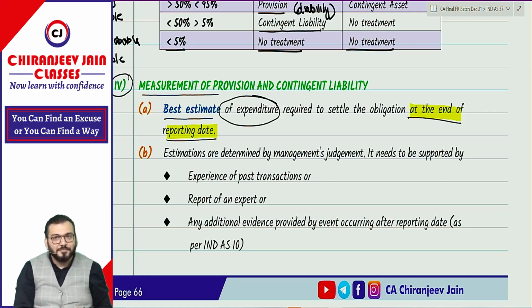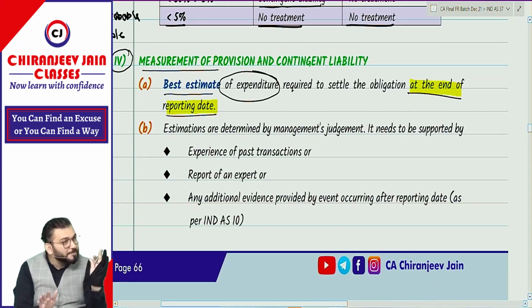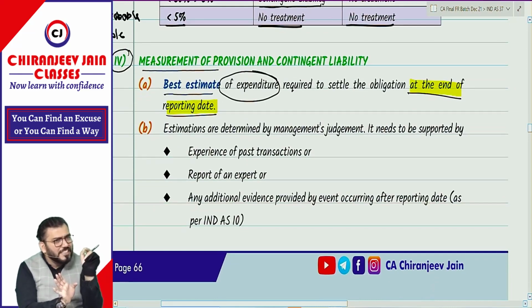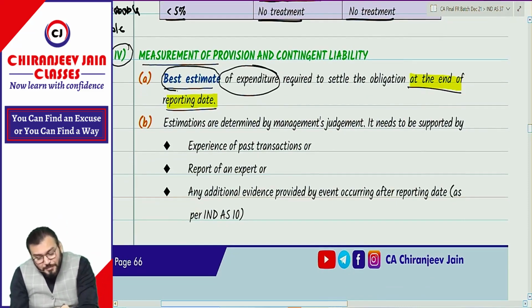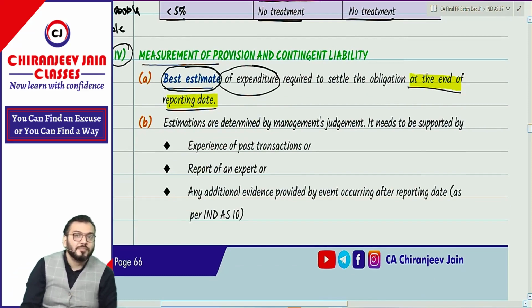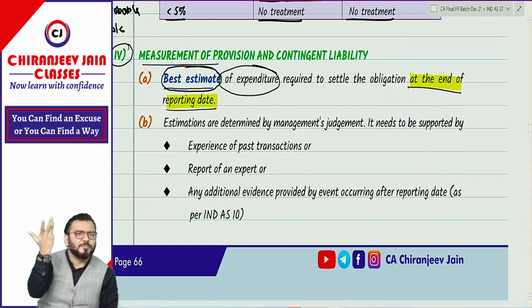Correct now? Yes sir. So once again, best estimate of expenditure required to settle the obligation at the end of reporting date. Correct? This para you understood, means I am discussing each and every line word to word. Now the question is, sir, how will we estimate the best amount? So what is best estimate?